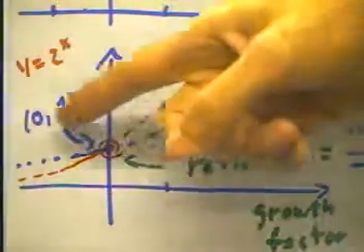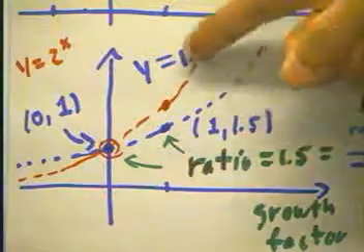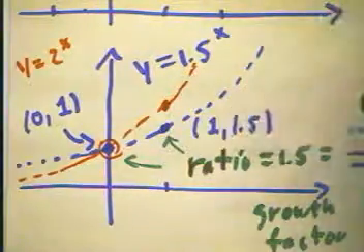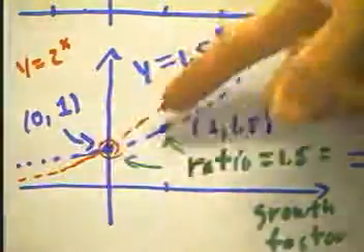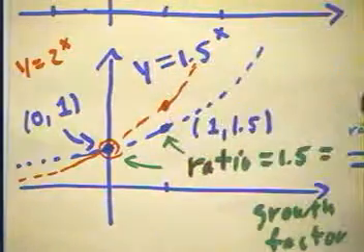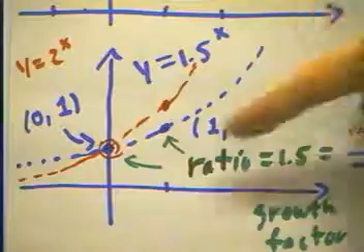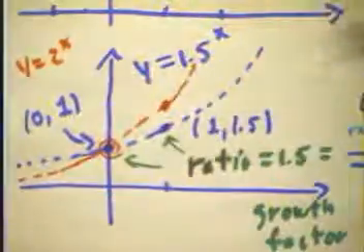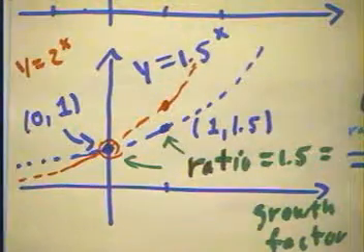Well, when x equals 0, y is still going to be 1, so we have (0, 1). And when x equals 1, 1.5 to the 1 is 1.5, so we're going to have the point (1, 1.5). This contrasts with the points on the y equals 2 to the x graph, which are (0, 1) and (1, 2). Instead of (1, 2), we have (1, 1.5). That's going to give us an exponential function with the same basic shape, but it's not going to be as steep as the y equals 2 to the x graph.